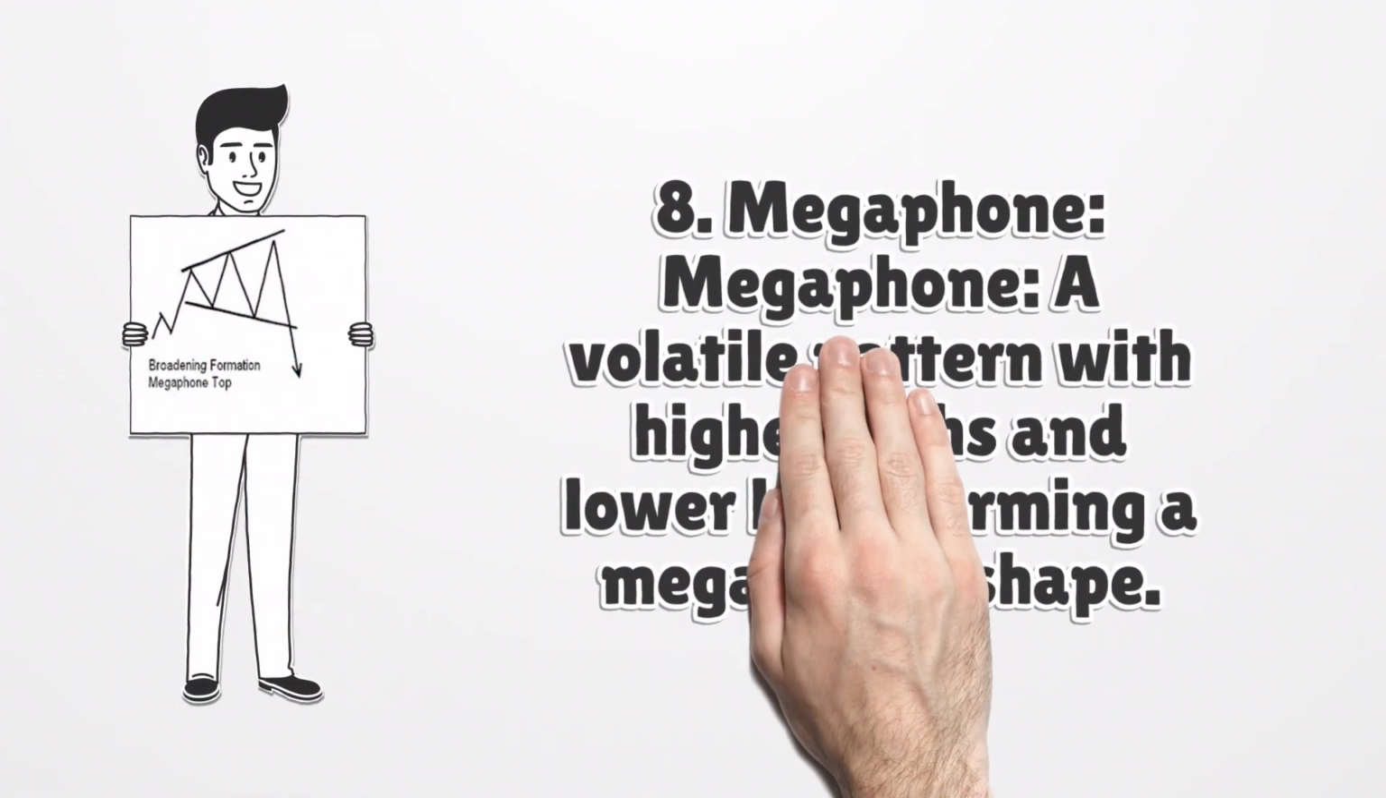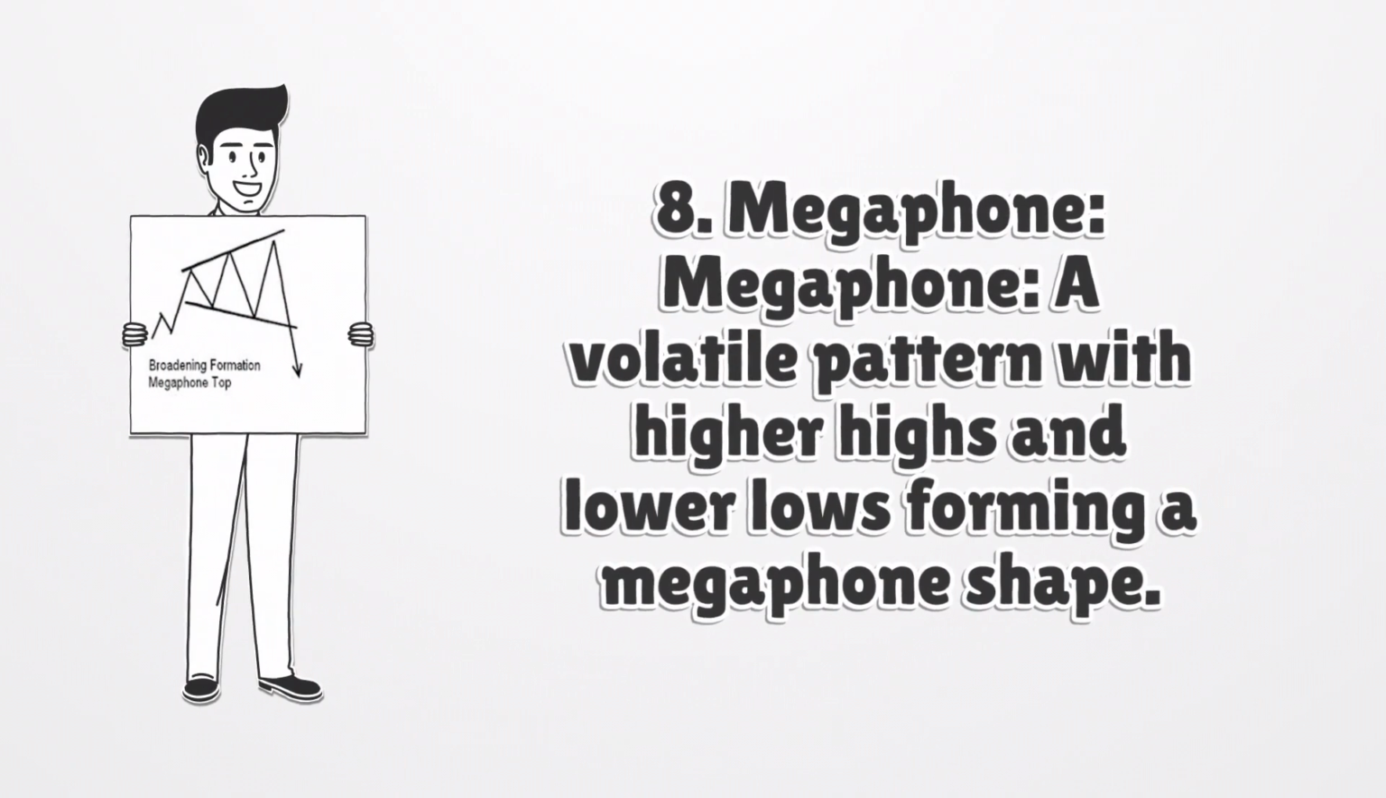Next up is the megaphone. It is a volatile pattern with higher highs and lower lows forming a megaphone shape. As prices move up and down along these lines, the volatility increases until it reaches its peak at the end of the pattern. This typically signals that a reversal may soon be underway as buyers become exhausted from the frenzy created by this volatile chart pattern.